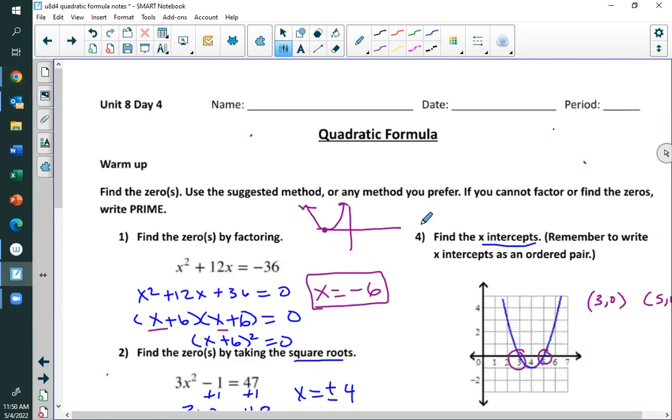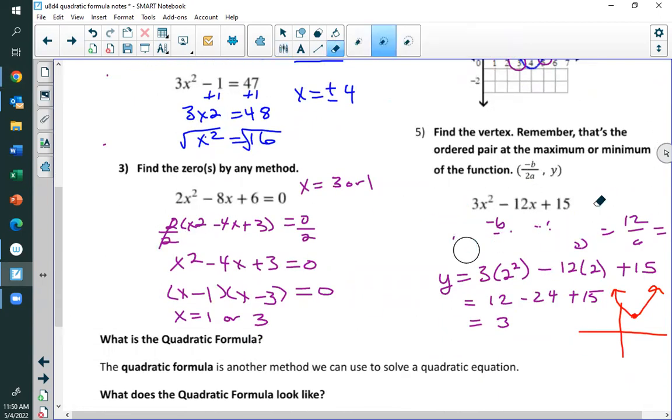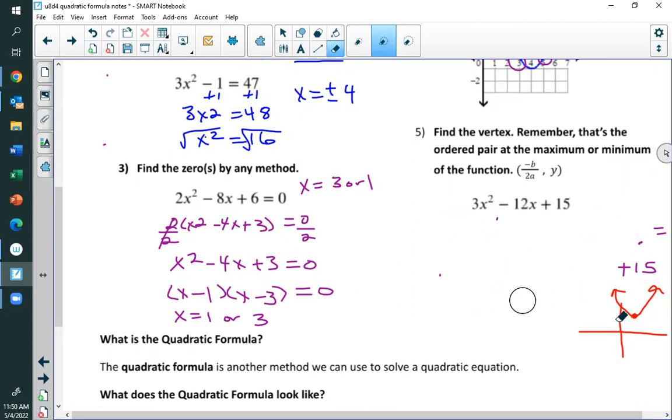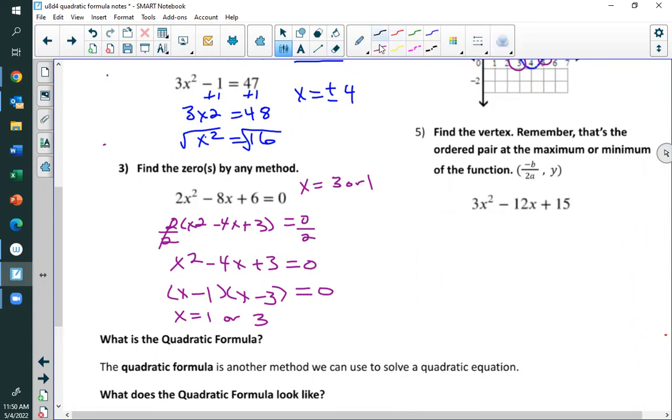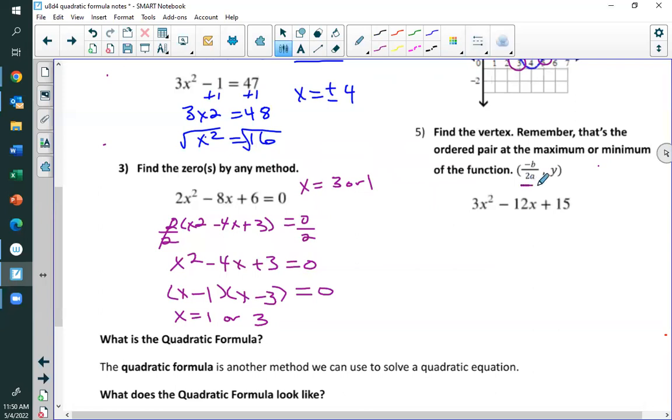I'm going to come back just super fast and look at number 5, but we're going to be quick about it because I really want to talk about the quadratic formula. We had to find the vertex, and I gave you a reminder that the vertex is found by looking at the ordered pair that's your minimum or your maximum of the parabola. So the ordered pair is x, y, but x is that negative b over 2a thing.